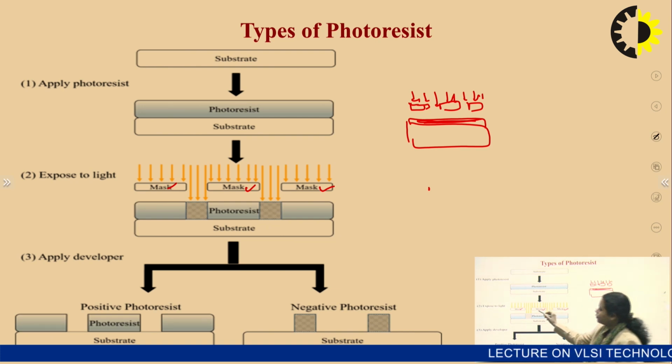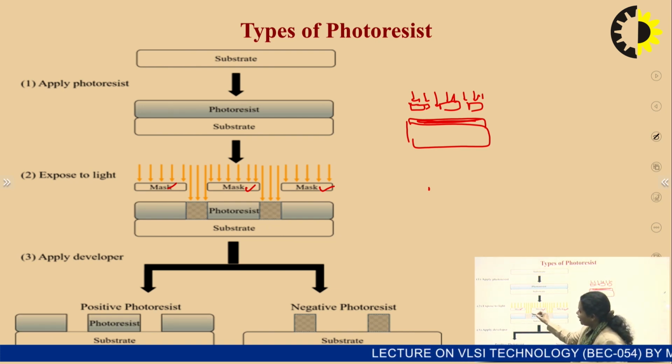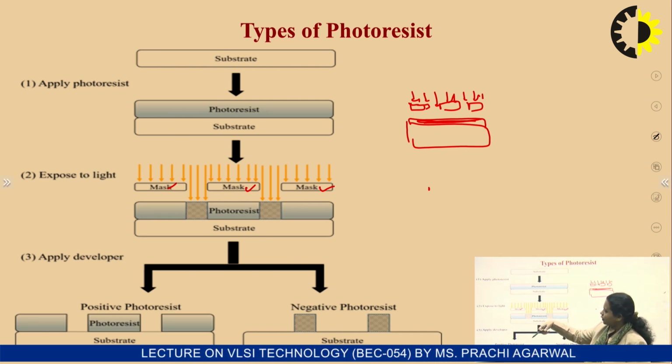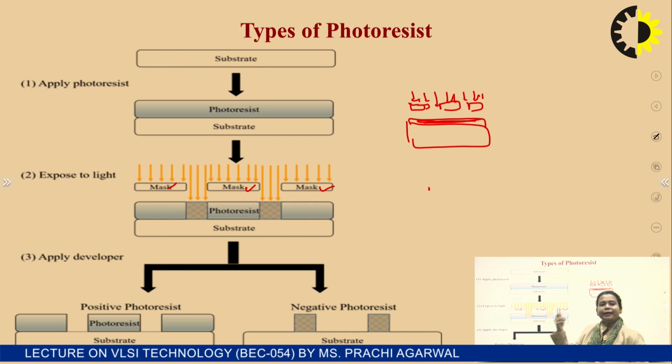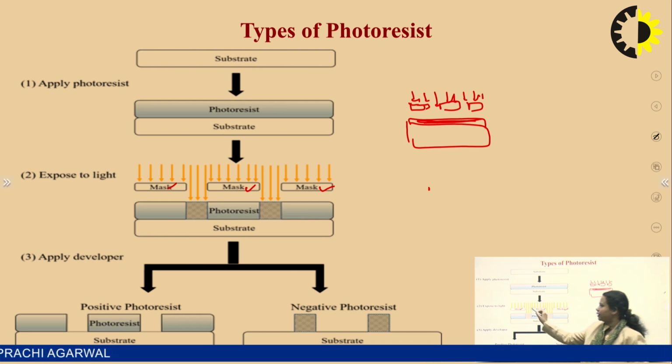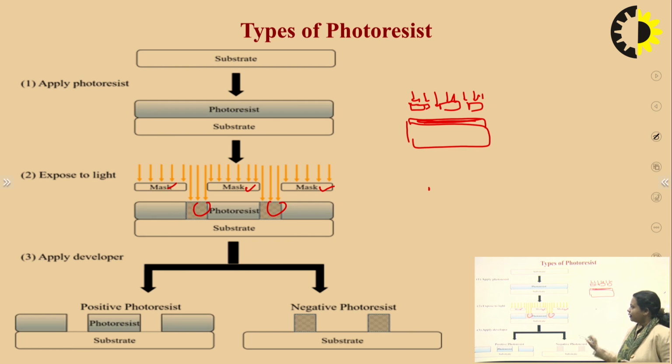So positive photoresist, basically the exposed part of the photoresist will be taken out. In the case of negative photoresist, the exposed part will remain here, and the rest of the part, which is covered up with the mask, is cleared off. So it is of two types, positive photoresist and negative photoresist.